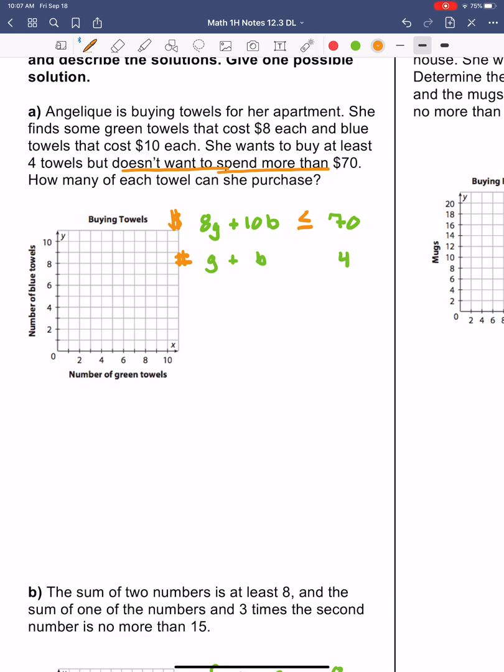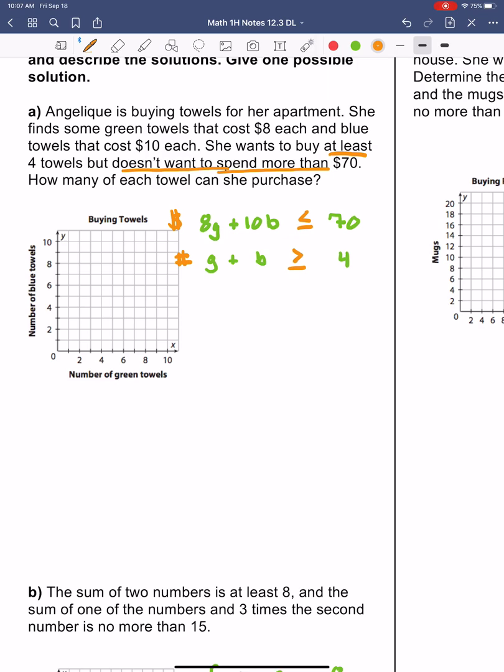Okay, but it says she wants to buy at least 4 towels. So G plus B has got to be greater than or equal to 4. They're just adding these inequalities there because of the way they're wording these problems. And then from here, I'm going to graph these. I'm going to use the method of finding the intercepts here.